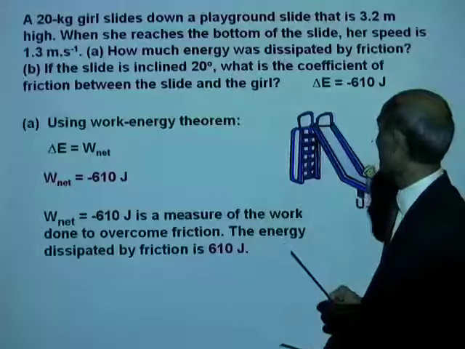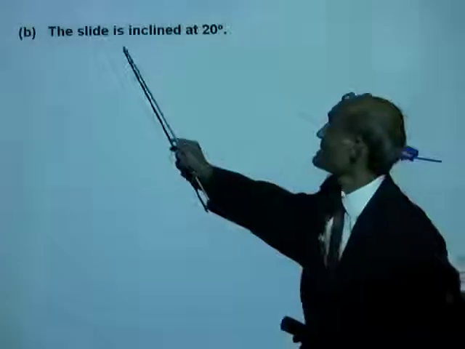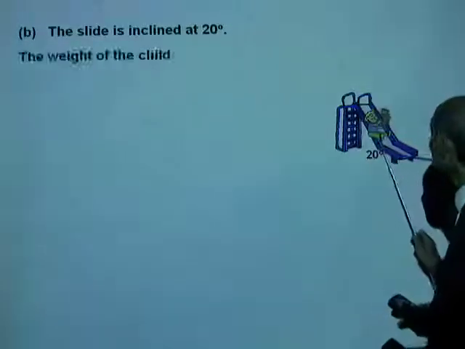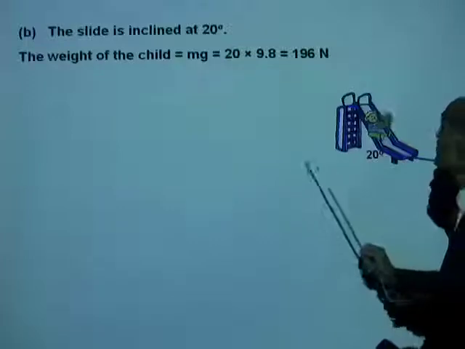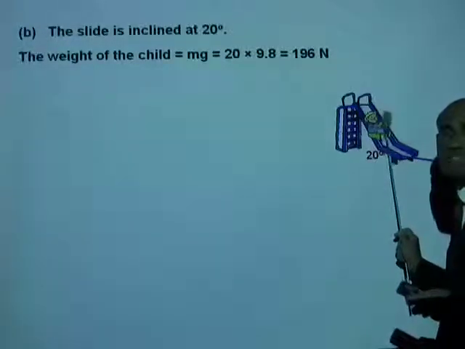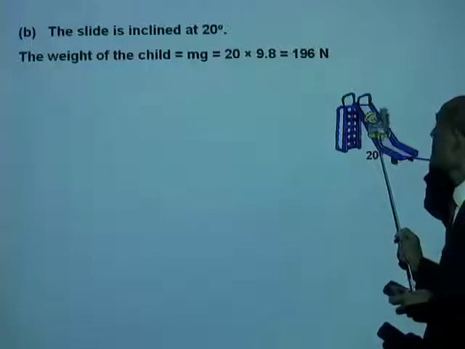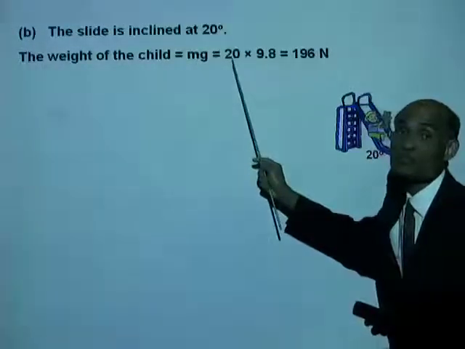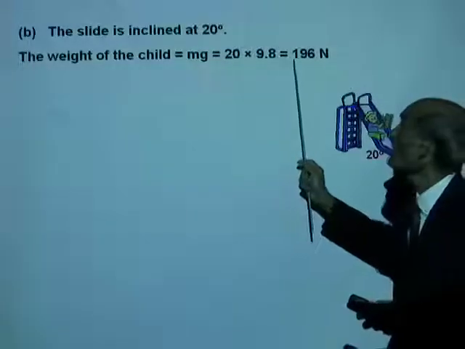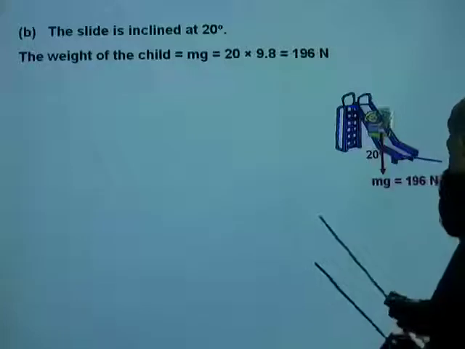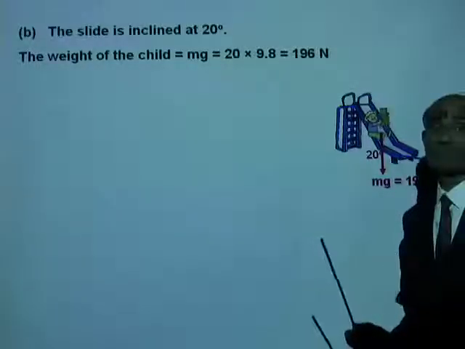Let's do that. The slide is inclined at 20 degrees, so this angle is 20 degrees. Now, let's put the child somewhere on the slide here. The weight of the child is mg, that is 20 times 9.8, 196 Newton, acting vertically down.